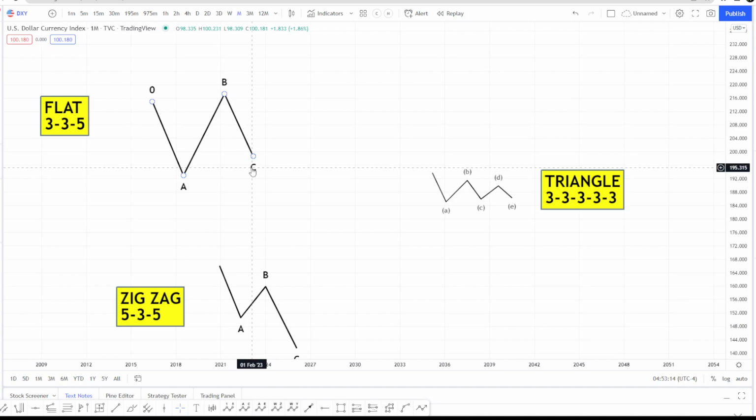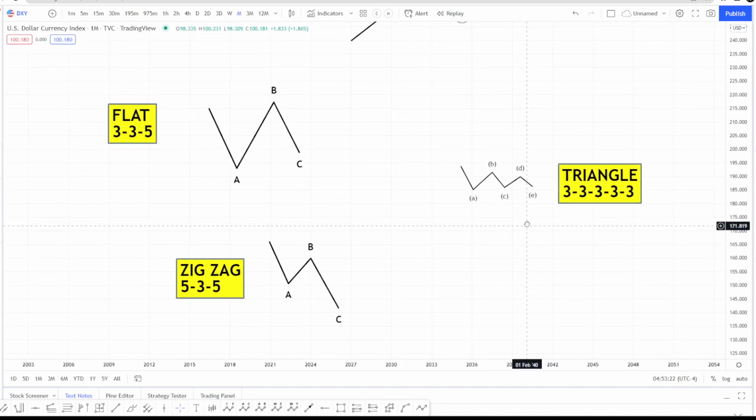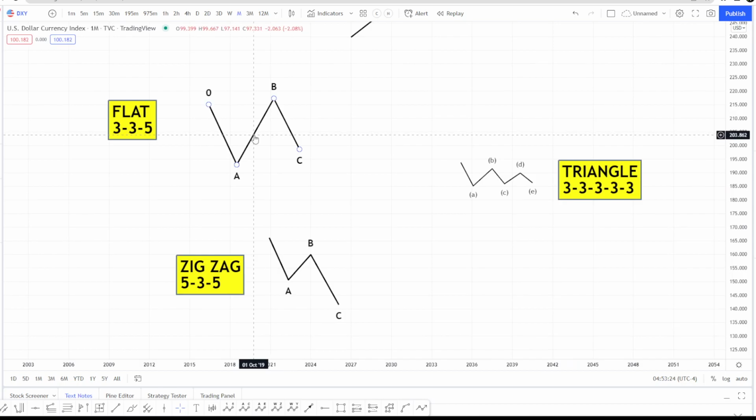So that is the end of this module here, a nice and simple module to disclose and to discuss the three most important corrections. Flat correction, which can be regular, irregular or running, they're the same thing, or an expanded flat. A zigzag pattern which breaks down in 5-3-5, and finally the 5 times 3s, we're looking at a 3-wave correction followed by 3-wave, then another 3-wave, 3-wave, 3-wave. 5 bits to any sort of triangle, can be symmetrical, can be ascending, which is bullish, and can be descending, which is bearish. I'll see you guys on the next module.